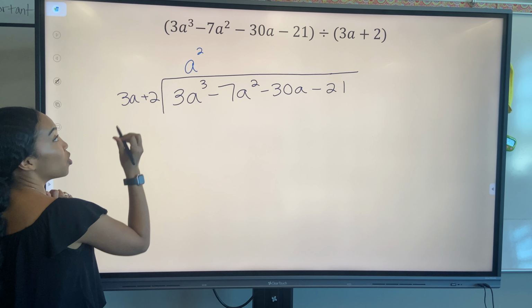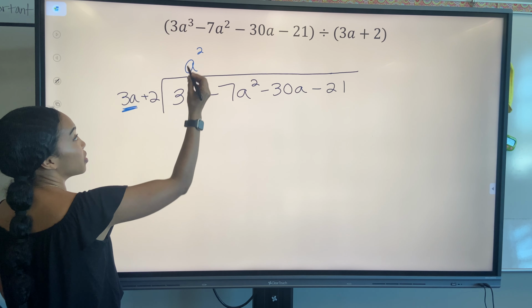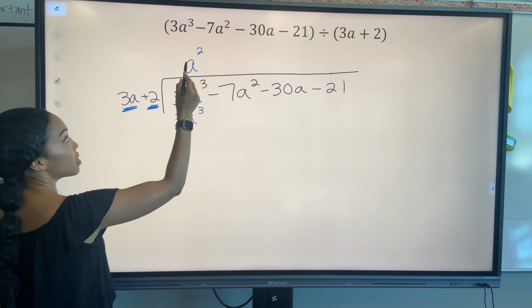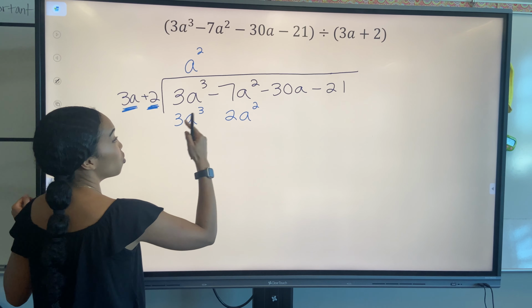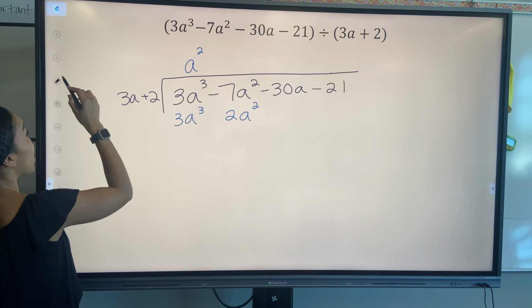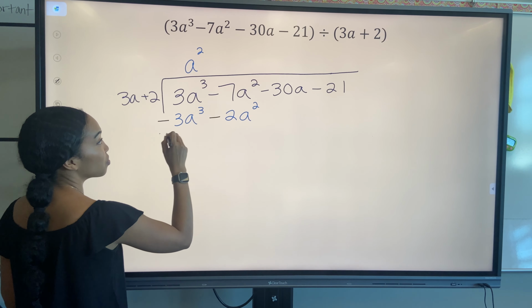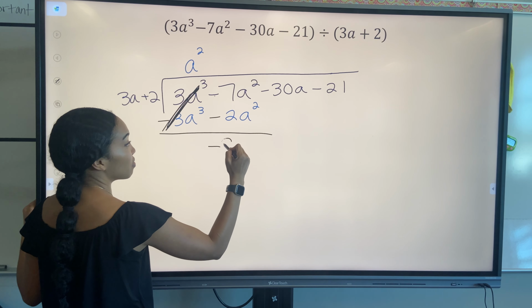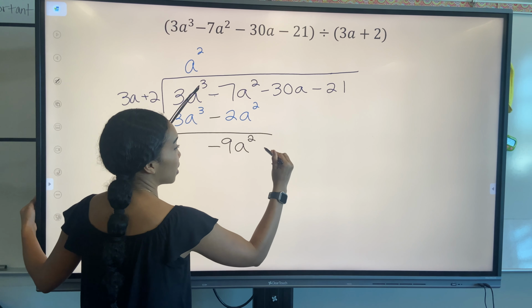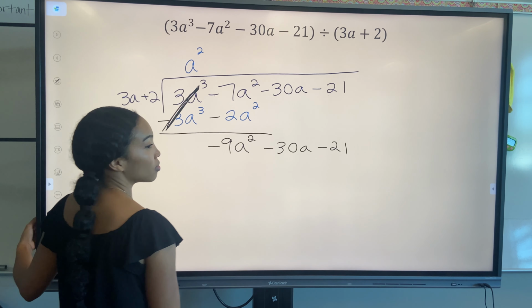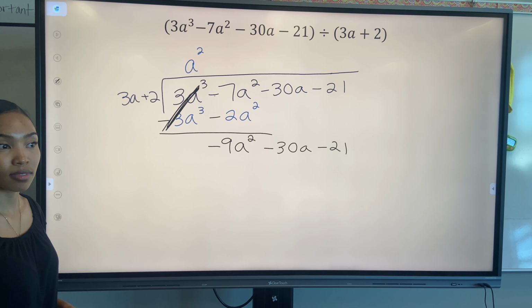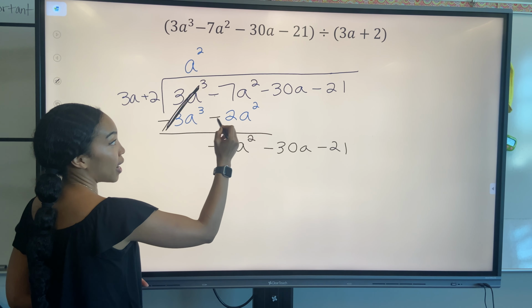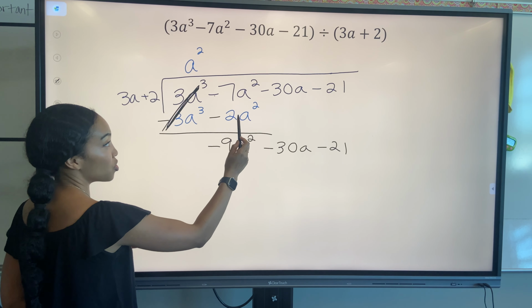Now we multiply. 3a times a squared is 3a cubed. Do the 2 now. 2 times a squared is 2a squared. What do we do now? Subtract. I'm going to call that change the sign. So those will cancel out. -7 minus 2 is -9a squared. And bring down the rest. Two times a squared is 2a squared, and then after this step you always subtract. That's why it's a minus 2a squared.